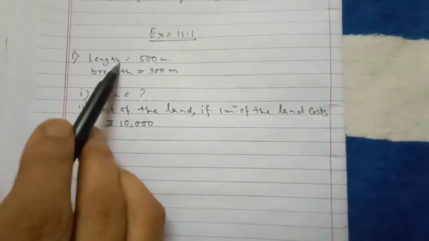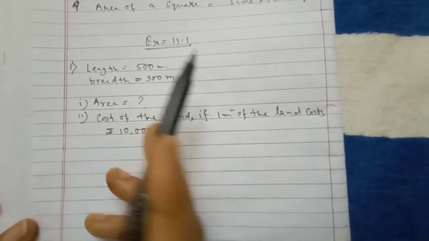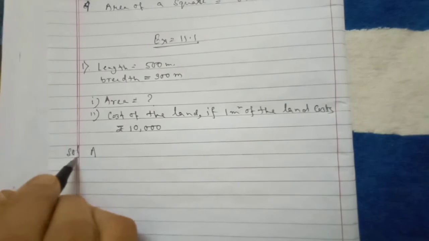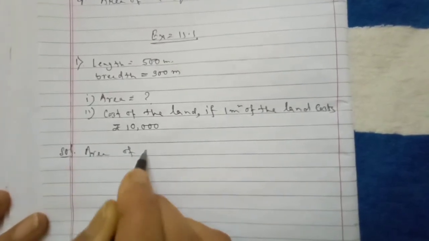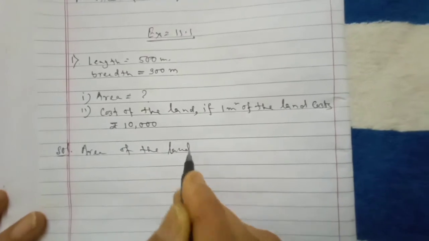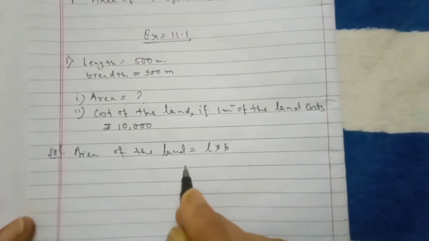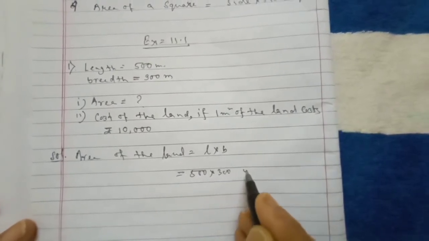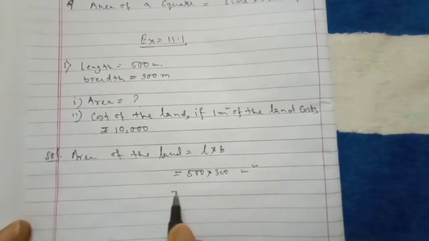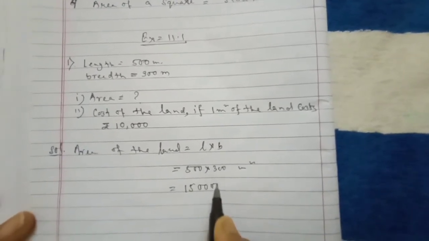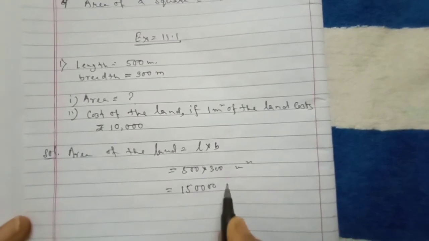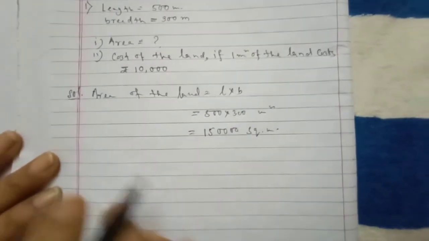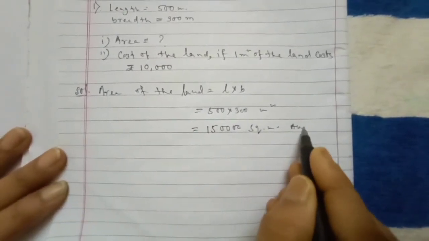Now, because the length and breadth are different measurements, you have to find the area of a rectangle. So, solution: area of the land is equal to length into breadth, that is 500 into 300 square meter or meter square, same thing. Now 15, and then the zeros: 1 2 3 4 square meter. This is the area of the land. Question number 1 answer is this one.